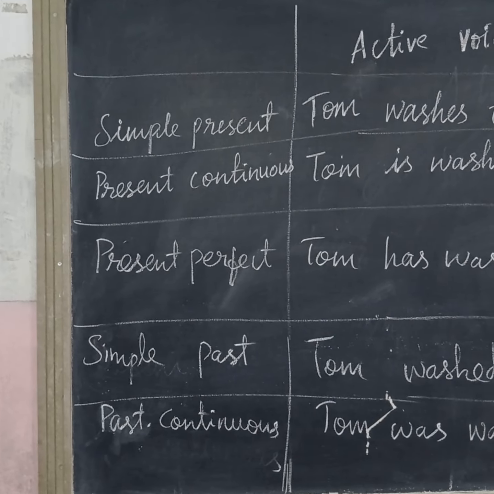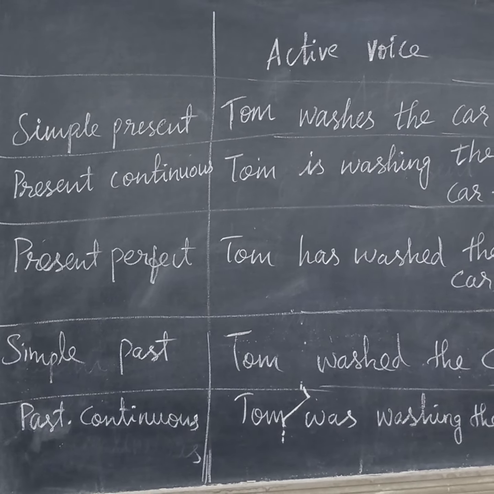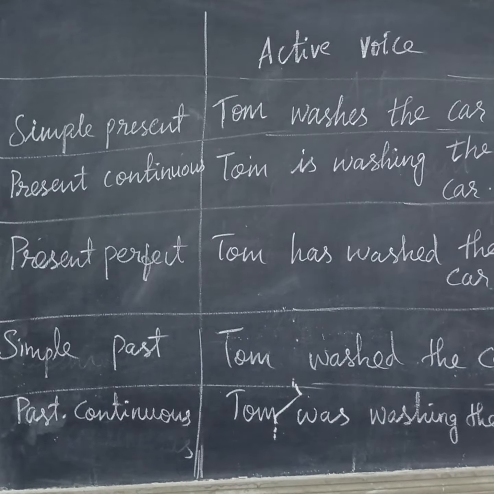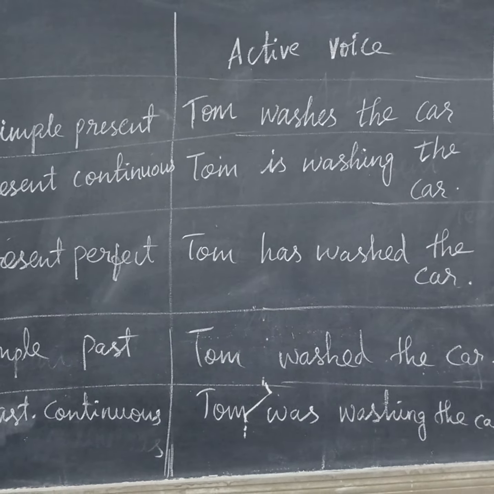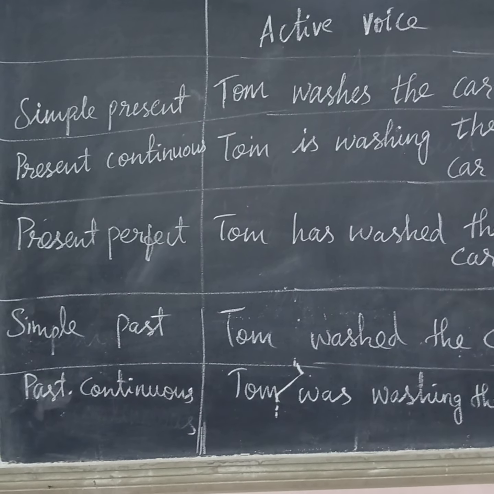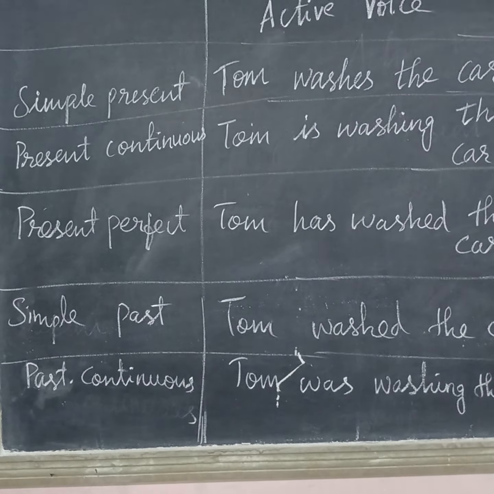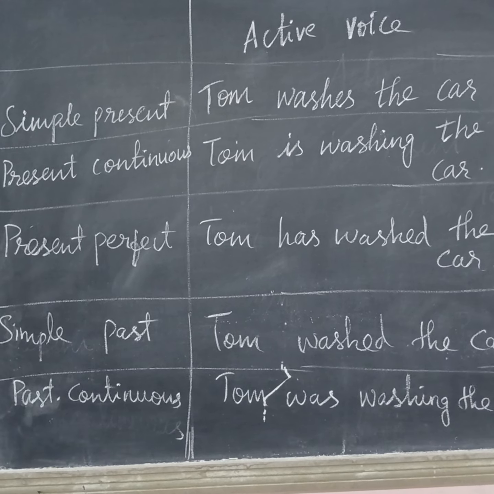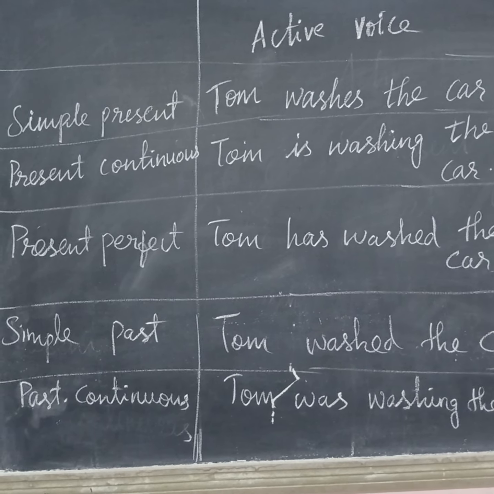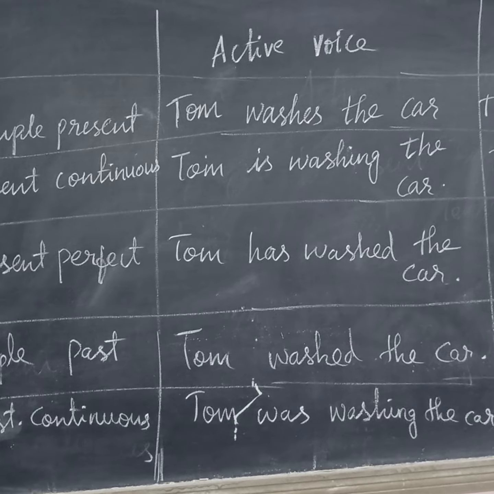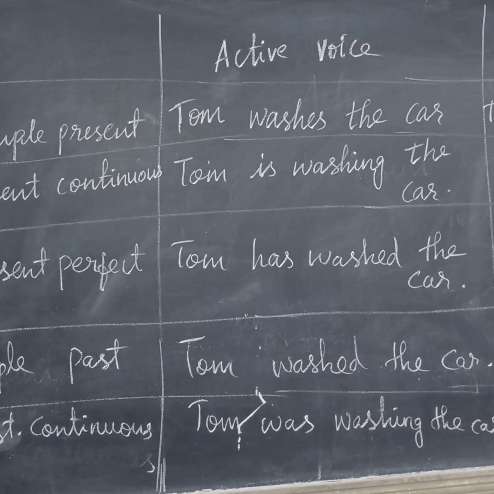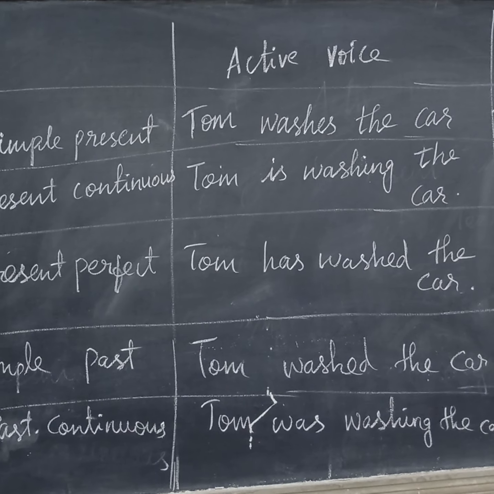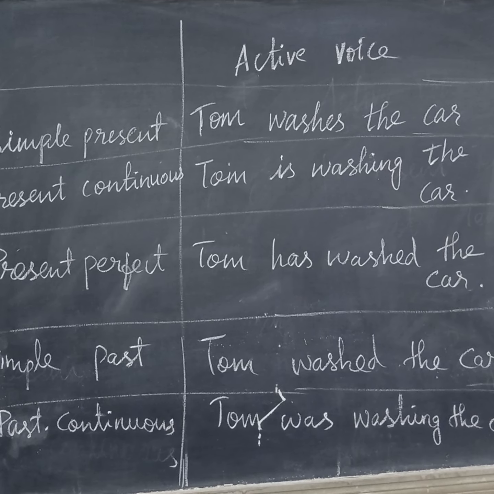And second, present continuous. How will you identify that this is continuous? Continuous means ing. Always keep this in your mind. Continuous means ing. So washing has ing, so this is continuous. How will you say this is present continuous? Look at the word is. This is a present tense auxiliary verb. So present tense and ing continuous, so this is present continuous tense.